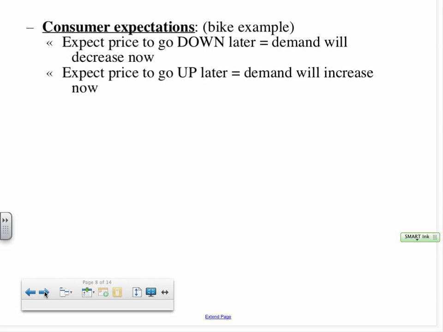Next one, consumer expectations. If we expect the price to go down later, demand will decrease now. And if we expect the price to go up later, demand will increase now. I have written up there the bike example, which means that if you are in the market for a bicycle, you're like, I think I want a bike sometime in the next year.